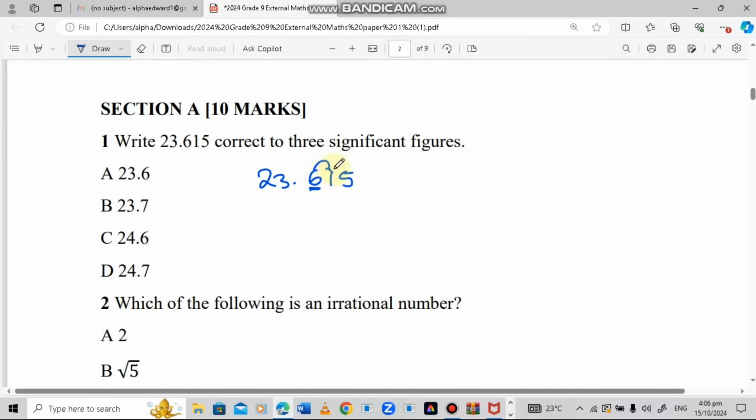Then you check the neighbor. The neighbor is less than 5, which means we're going to round down, meaning this 6 will remain the same. So we're going to have 23.6. So you can see that we have three significant figures, 1, 2, 3. So the answer is A.